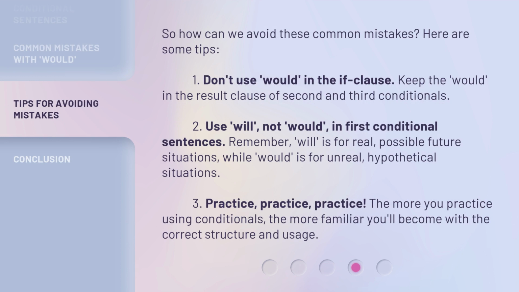So how can we avoid these common mistakes? Here are some tips. One: Don't use would in the if clause. Keep the would in the result clause of second and third conditionals. Two: Use will, not would in first conditional sentences. Remember, will is for real, possible future situations, while would is for unreal, hypothetical situations.